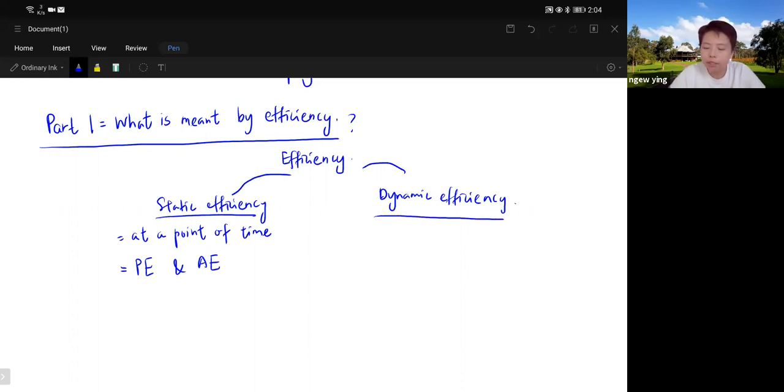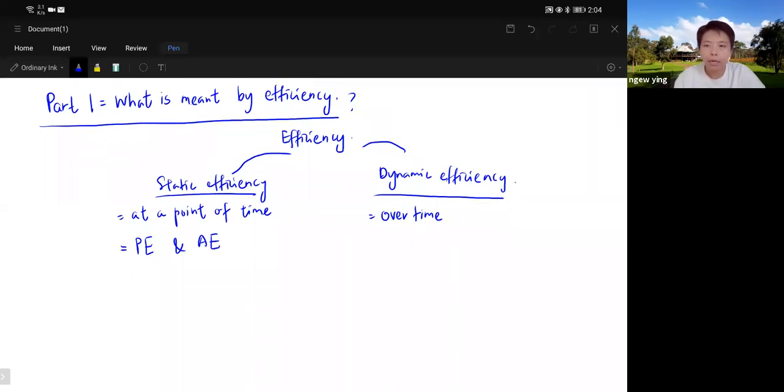Whereas dynamic efficiency, you cannot track at this point in time, because dynamic efficiency is achieved over time. Therefore, you will need to observe a period of time, or compare 2020 to 2010, to see whether I have achieved this type of efficiency or not. Dynamic efficiency is easily understandable. In order to achieve it, we will need to spend on innovation, and on research and development.